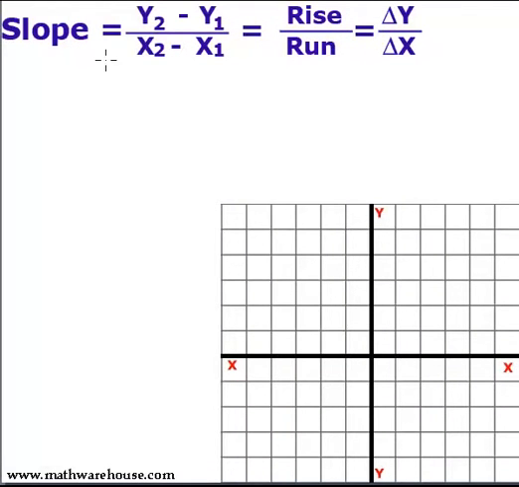Slope. Slope is usually taught using one of these three formulas you see on the top here. Either rise over run in the middle, change in y over change in x on the right, or y2 minus y1 over x2 minus x1. They all mean the same thing.